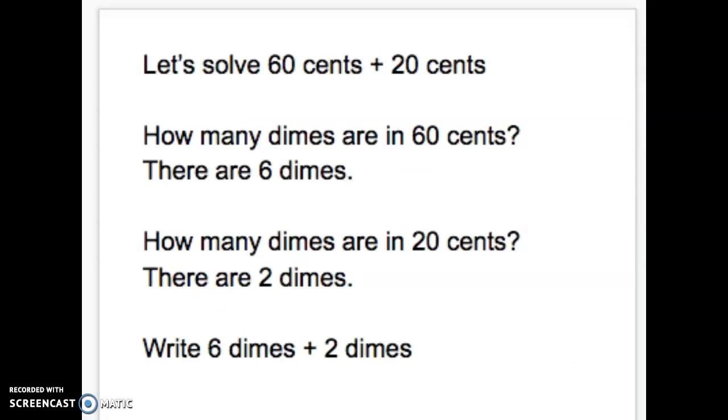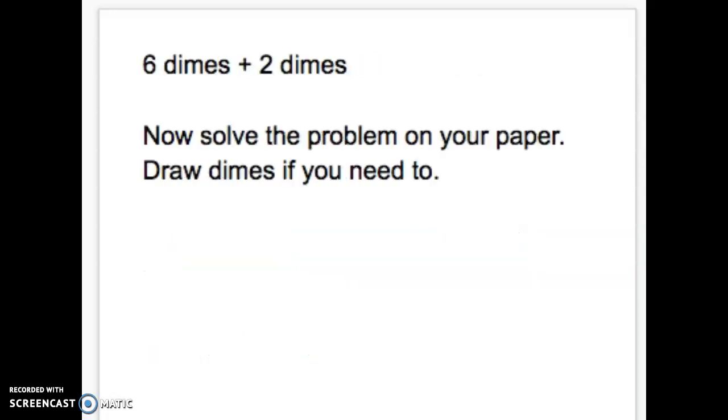Let's solve 60 cents plus 20 cents. How many dimes are in 60 cents? There are 6 dimes. How many dimes are in 20 cents? There are 2 dimes. Write 6 dimes plus 2 dimes. Now, solve the problem on your paper and you can draw dimes to help you.